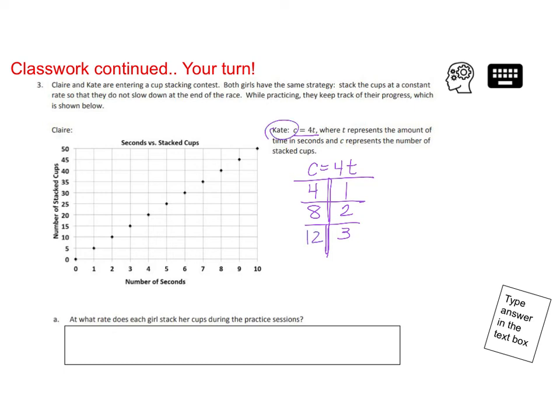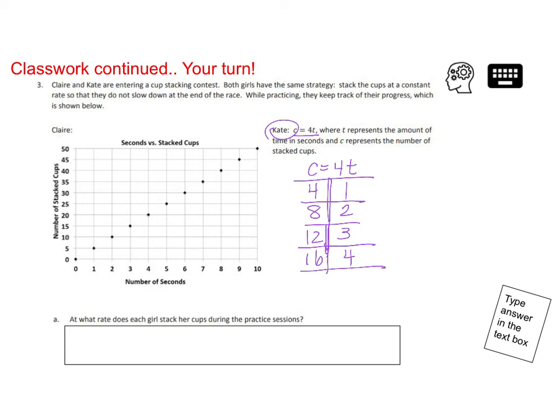And this is for Kate. Okay. So let's see, and I'm comparing it over here. So far, Kate is slower than Claire. So if I put a 4 in, 4 times 4 is 16. So what's the 4 over here? 20.